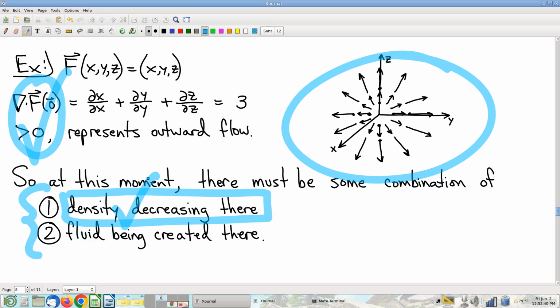Now that's only one possible interpretation, though. So it depends on your fluid. It depends on the nature of the fluid that you're talking about. Now here's another perfectly reasonable fluid that could be the source of this picture.